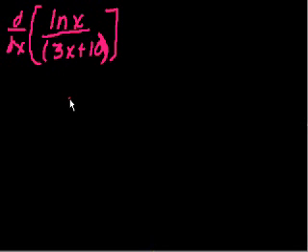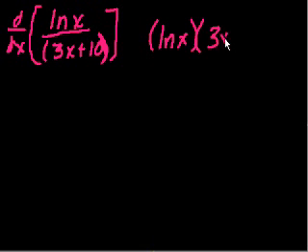So you could use the quotient rule if you took the time to memorize it, which I've never taught you because it's really just the product rule. So I like to just rewrite this as the product rule. This is the same thing as taking the derivative of the natural log of x times 3x plus 10 to the negative 1 power, right? 3x plus 10 in the denominator is the same thing as 1 over 3x plus 10, which is the same thing as 3x plus 10 to the negative 1 power. Now we can use the combination of the product and the chain rules, and we can solve this sucker.